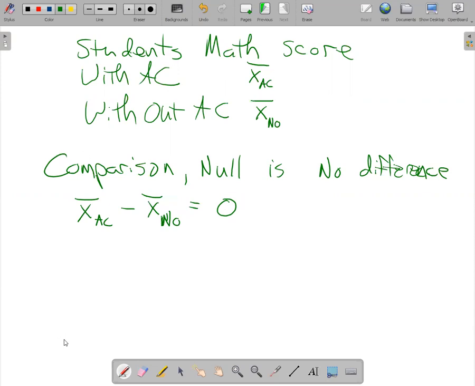Somebody asked a question about this in the beginning of class. A null hypothesis always has to refer to the population, not the sample. So what symbol should I use instead of x bar? I should use mu. So to make this a formal hypothesis, I have to say mu AC minus mu no AC. We expect that to be 0. So that right there is my null hypothesis. H0, colon.